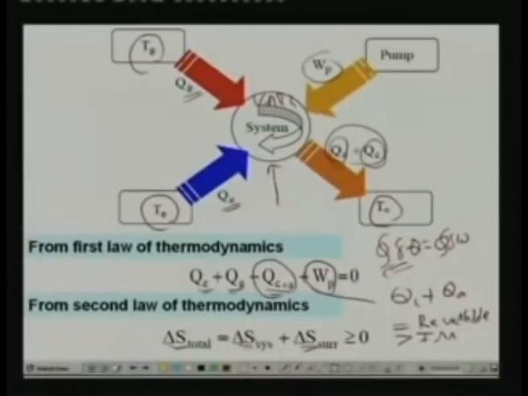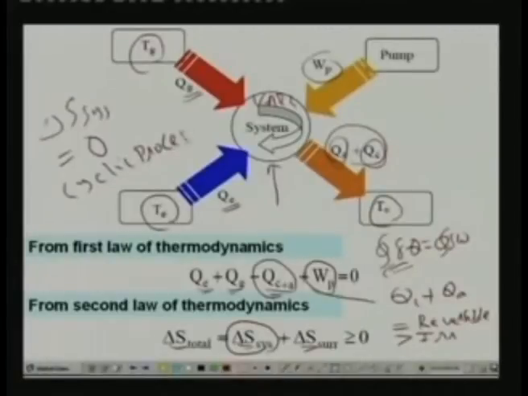Now, let us write expressions for delta S surroundings in terms of QE, QG and QC. What is the entropy change of the system? Obviously, the entropy change of the system is 0, so delta S system is 0, because the working fluid is undergoing a cyclic process. That means ultimately the second law, when you apply it to this, simply becomes delta S total equal to delta S surroundings, which is greater than or equal to 0.